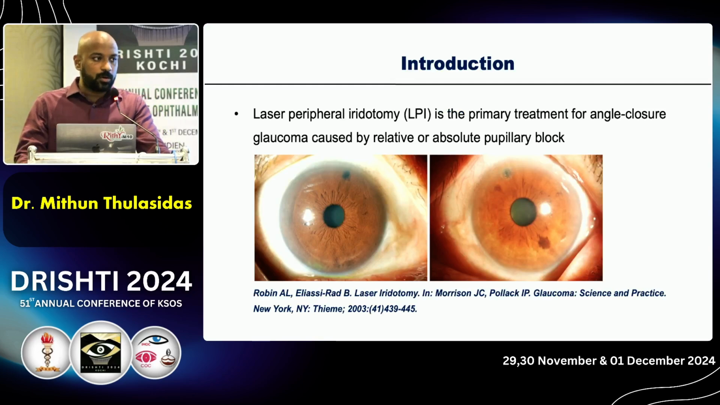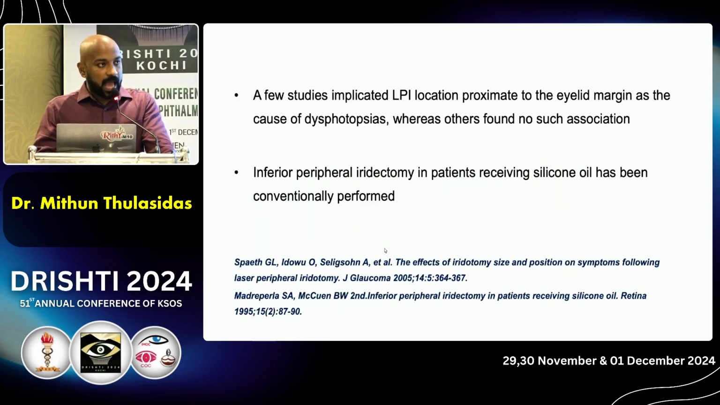As we all know, laser peripheral iridotomy is the primary treatment for angle closure glaucoma caused by relative or absolute pupillary block. Conventionally, we used to perform this procedure in the superior quadrant, usually between 10 and 2 o'clock. But studies have implicated the location of the iridotomy proximate to the eyelid margin as the cause of dysphotopsia, mainly due to the refraction of the tear film by the lid margin. This was more commonly seen with superior LPIs.